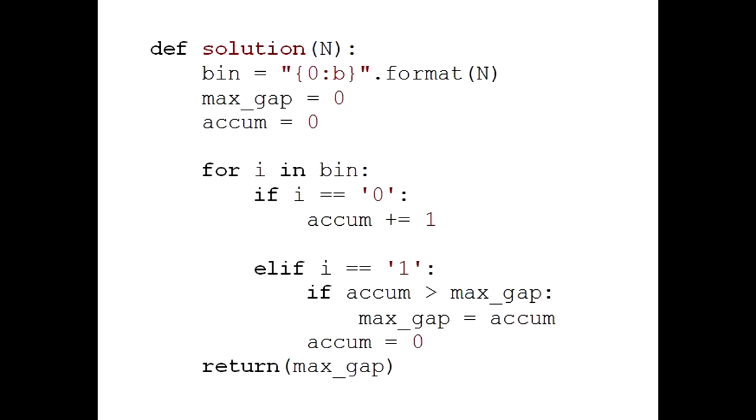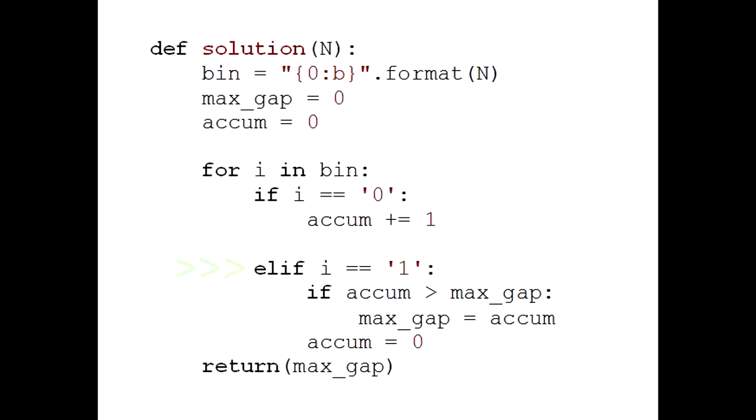Next, since we are ultimately looking for the max gap and we don't know what that is yet, we set it to 0 right now. We also don't know the accumulation of all the zeros yet, so we put that at 0 too. This is our counter. Now we are going to loop through the string and count off all the zeros. The accumulator with a plus equal sign of 1 is our counter.